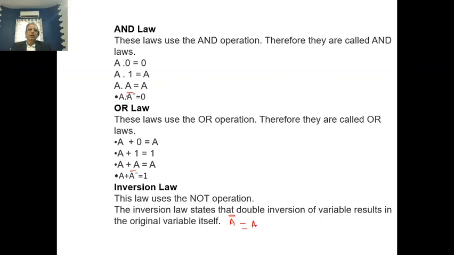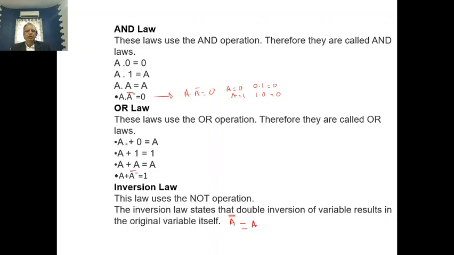Then the last one, A dot A bar, is 0. If we take A equal to 0, then this is 0 dot 1, and 0 dot 1 is 0. If we take A equal to 1, this becomes 1 dot 0, with the second one being A bar, and this operation becomes 0. This is always 0. Then the OR law: A plus 0 is A.